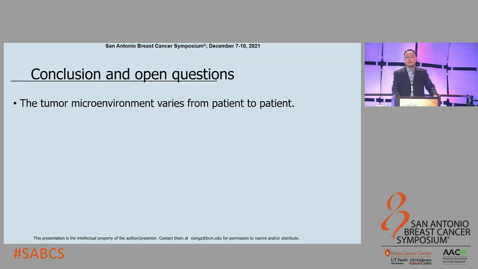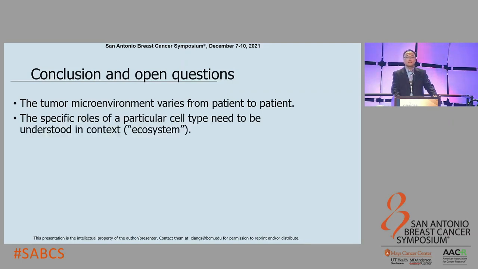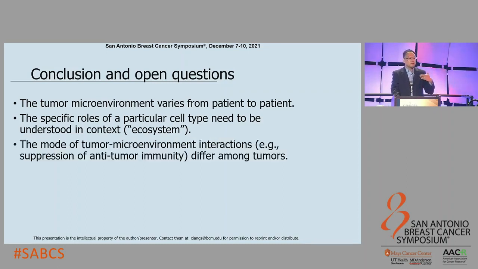So both papers tell us the tumor microenvironment varies from patient to patient, and there's a specific role of a particular cell type, and it needs to be understood in its ecosystem because there's a co-evolution history. And for a particular process, such as immunosuppression, different tumors may utilize different mechanisms.